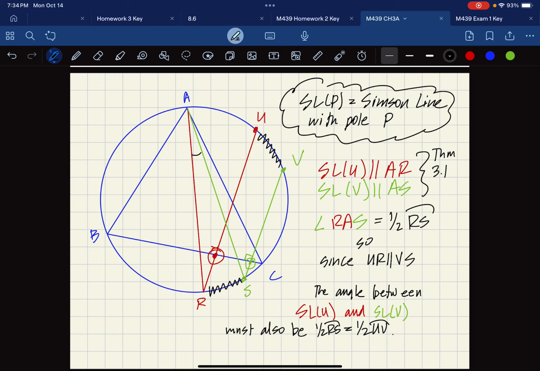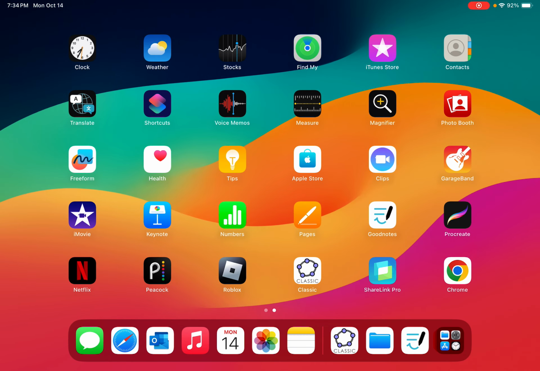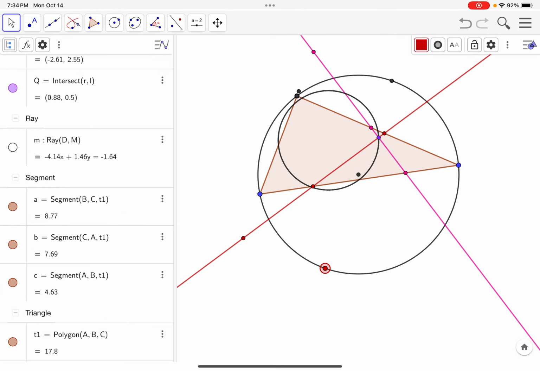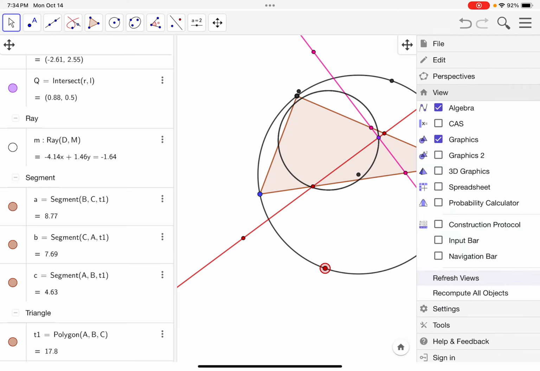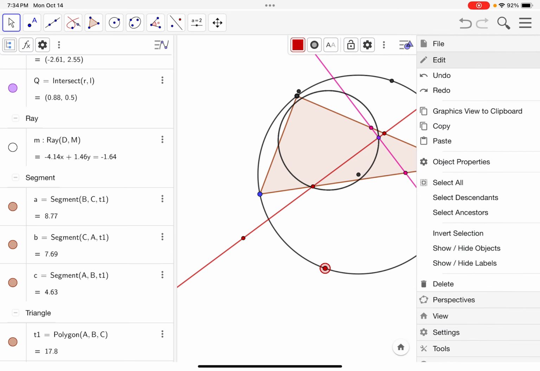We spent the last part of the period on Friday trying to decide why that was just obvious without any proof given in the text. And we convinced ourselves, I think. So this is a nice one to do in GeoGebra, so I thought I would do it really quick. So if we go into GeoGebra, let's go ahead and select all here and just delete.